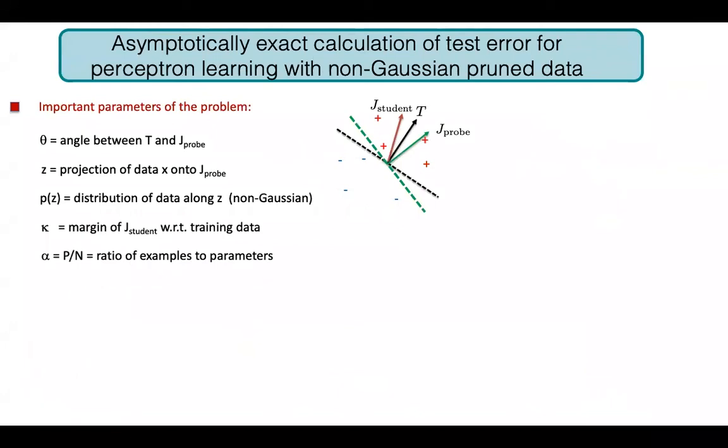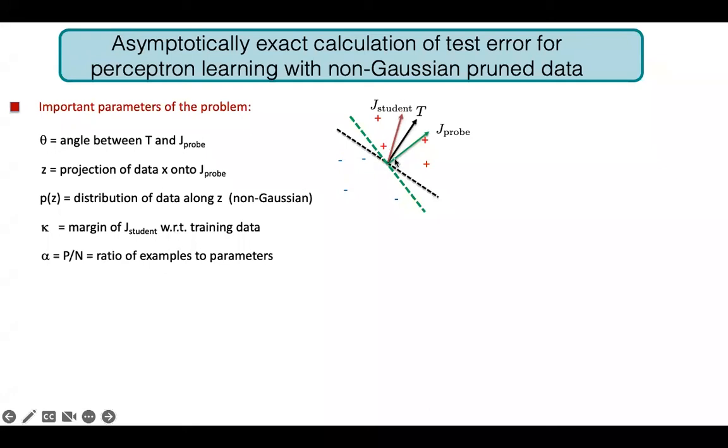Okay, so here are the important parameters of the problem. There's the angle theta between the teacher and the probe. There's z, the projection of the data x onto the probe. There's p of z, which is the distribution of the pruned data along the z coordinate. That's non-Gaussian, but the data is otherwise Gaussian in all the other directions perpendicular to the probe. There's kappa, which is the margin of the student network.